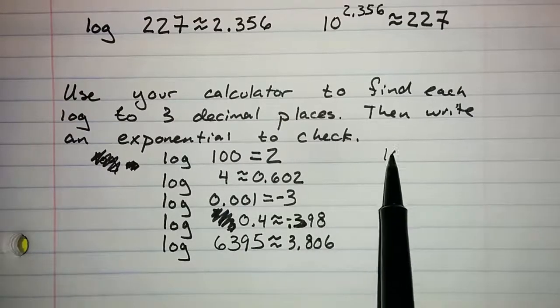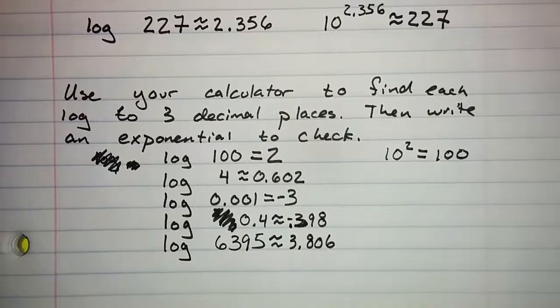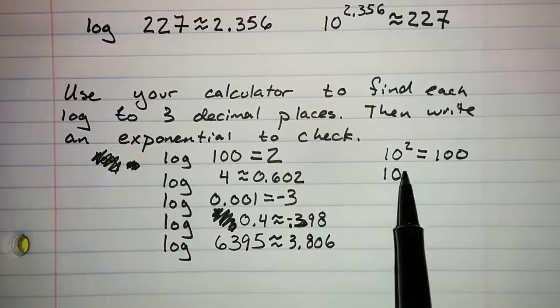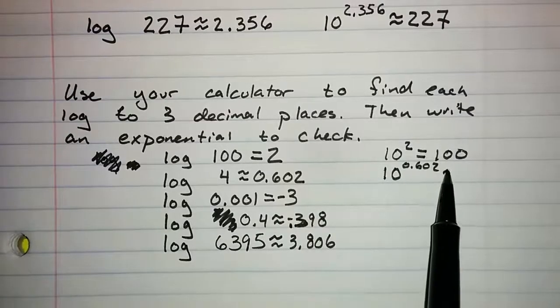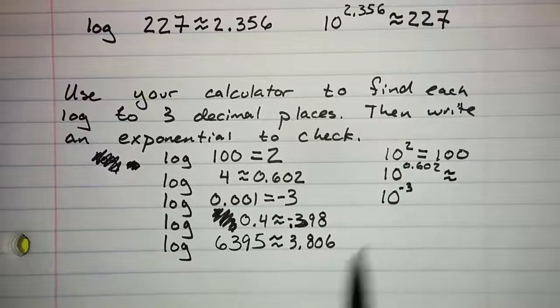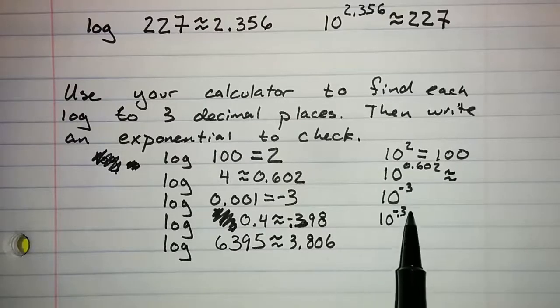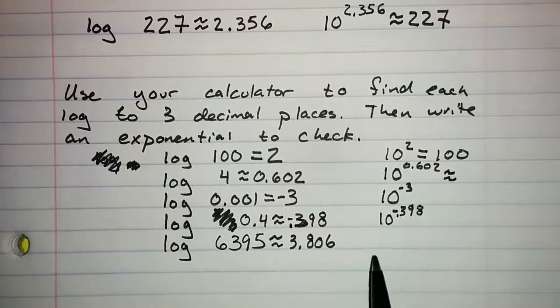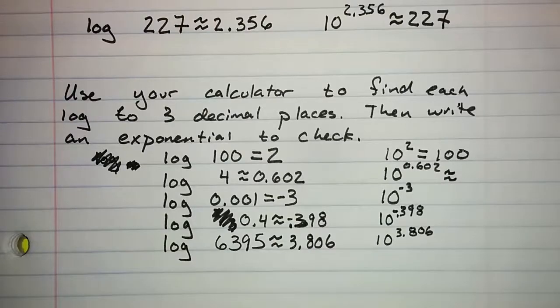We'd like to check these with exponentials. Right, we'd like to say 10 to the 2. Well, we already know that's 100. We don't need the calculator. 10 to the 0.602, we'll see what that works out to. 10 to the negative 3. Maybe you know this one, or maybe you'd like to use the calculator. 10 to the negative 0.398. And 10 to the 3.806.